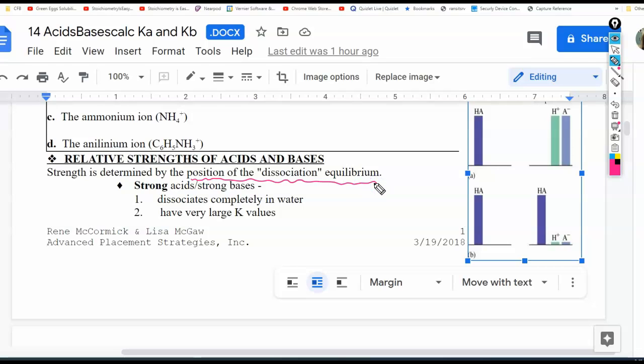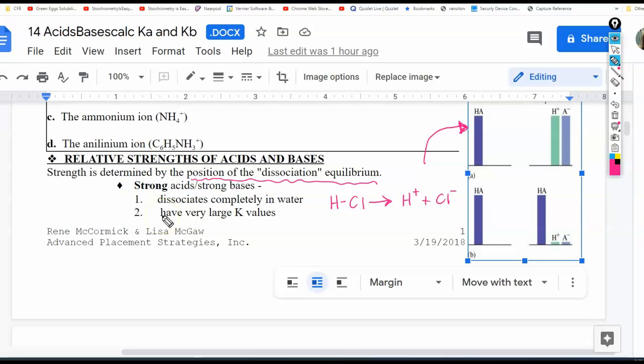So, for instance, a strong acid, this is going to be one of our strong acids, would have 100% of its ions break apart. And you'll notice I drew the arrow as a single direction arrow, as in there will be no equilibrium. It will be so strongly acidic that all it's going to make is the H+ and the Cl-. And that graph is like this one right here. That is going to be a very large K value and dissociating completely in water.